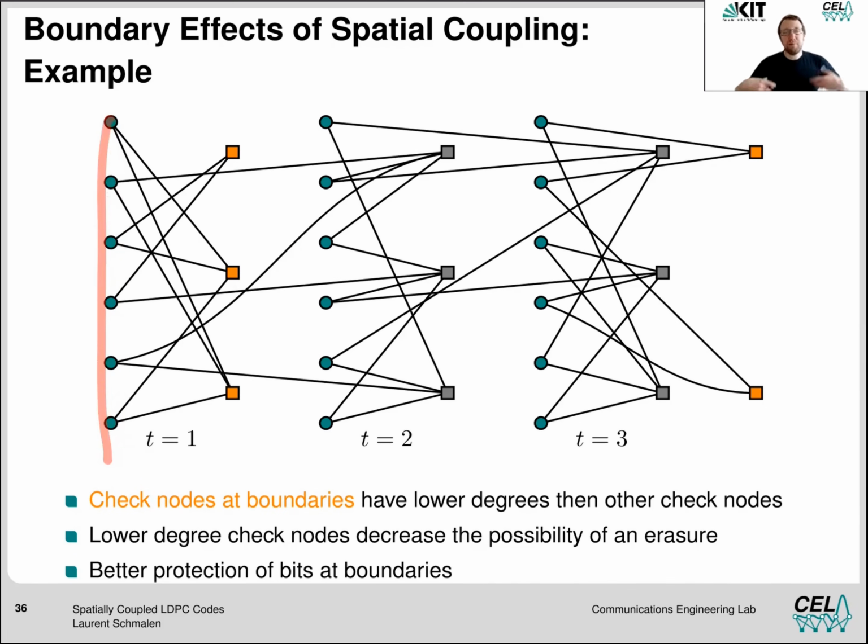Once we know the bits at the boundaries, we can propagate this information to the next spatial position, and it helps us recover the bits at the next spatial position. So we can slowly recover from the different erasures from the boundaries towards the middle of the code. And this is actually what happens in spatially coupled LDPC codes.